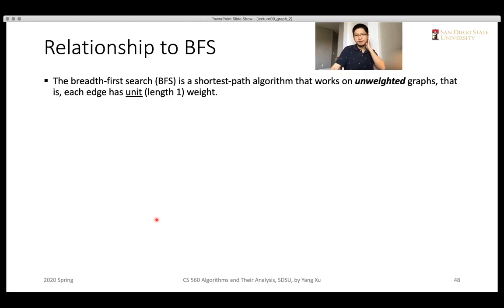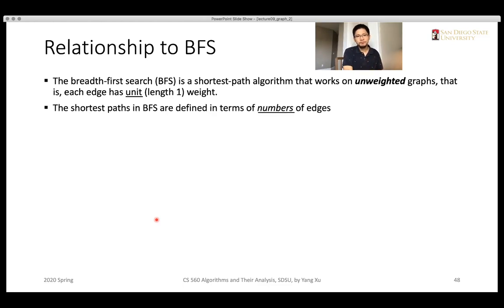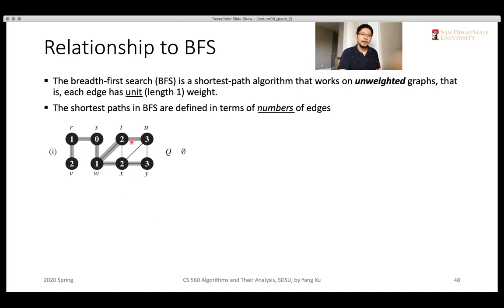But in BFS, the shortest path is defined on unweighted graphs. You can think of BFS as a special case of a shortest path algorithm, because the BFS that we talked about before worked on unweighted graphs. So all edges have the same weight. They are all unit lengths, or have the weight of 1. Or to say it another way, the shortest paths in BFS are defined in terms of the number of edges. So we say vertex T is 2 edges away from the source vertex S. This number 2 means the count of edges, which is 1 and 2.